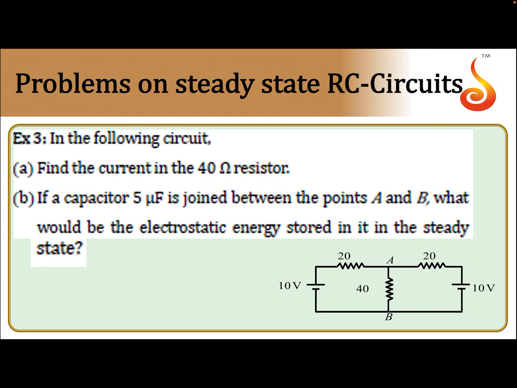So here, between A and B, a 40 ohm resistor is connected. Clearly these two cells of 10 volt each are connected in parallel. You can treat this 20 ohm as internal resistance. Then I can redraw this circuit.